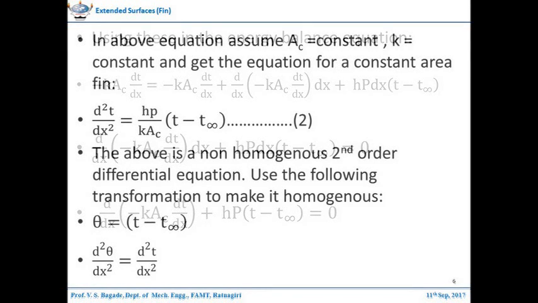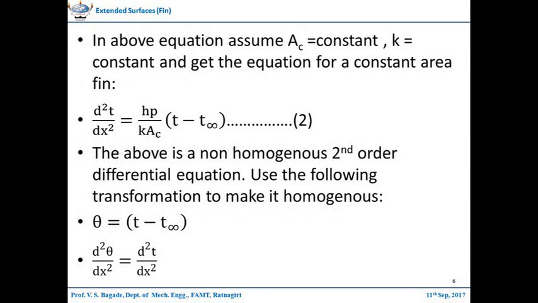Now we'll assume that the cross sectional area is constant and the thermal conductivity is also constant, and therefore the equation is d2T by dx square is equal to hP upon k Ac into T minus T infinity. This is a non-homogeneous second order differential equation. To convert this equation to a homogeneous one, we will use the following transformation, that is, theta is equal to T minus T infinity.